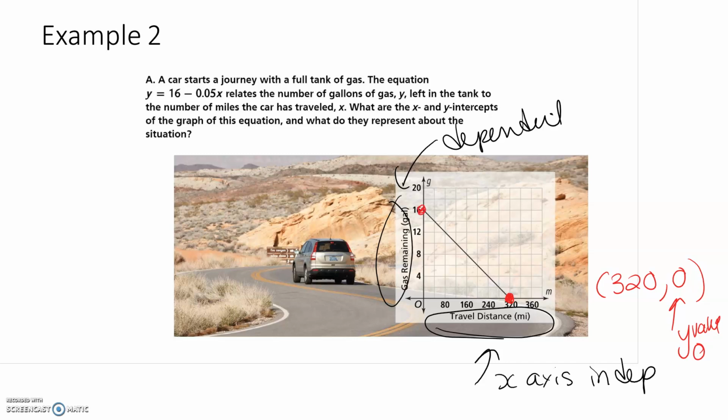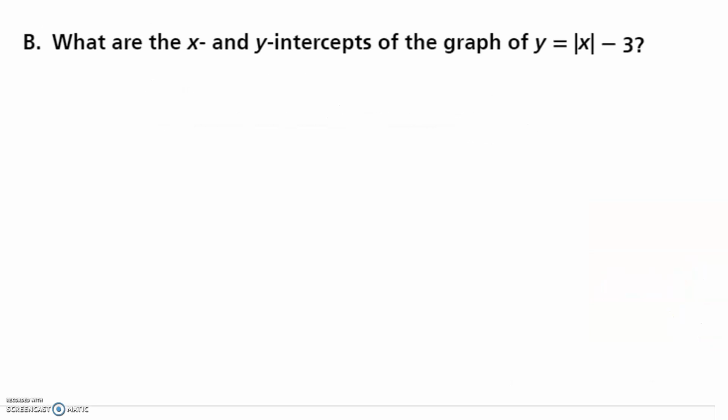Our other intercept is on our y-axis, and any point on our y-axis is going to have an x value of 0. So we have 0 as our x and 16 as our y. So what does this mean in terms of our situation here? It means that when we've traveled no miles, then we have 16 gallons. So before we even start this trip, we have 16 gallons.